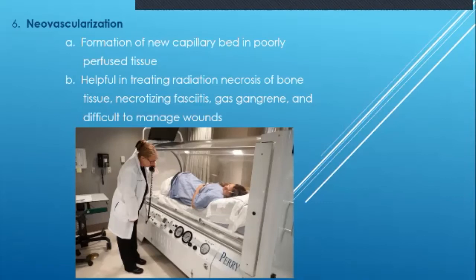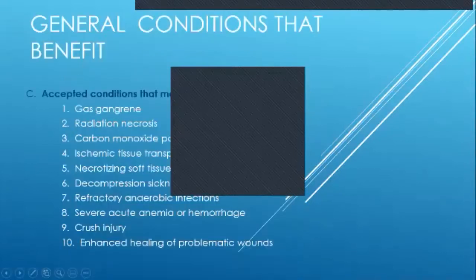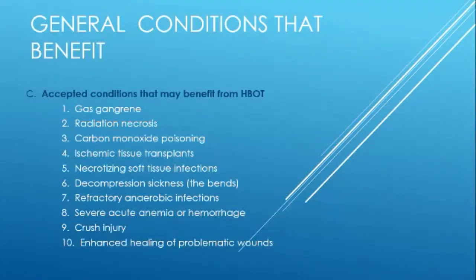Gas gangrene and difficult to manage wounds. All right, let's go on. Now, these are the general conditions that benefit, right? We talked about a lot of stuff, but this is it in one list right here. Hyperbaric oxygen therapy helps with gas gangrene, and that's like when the tissue is dead, about to get cut off, right? Radiation necrosis, carbon monoxide poisoning, ischemic tissue transplants.